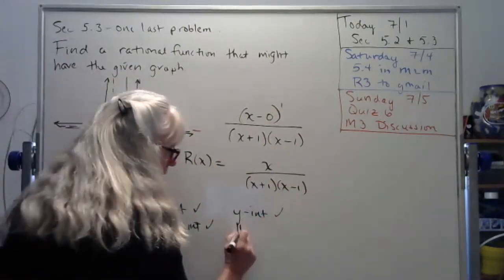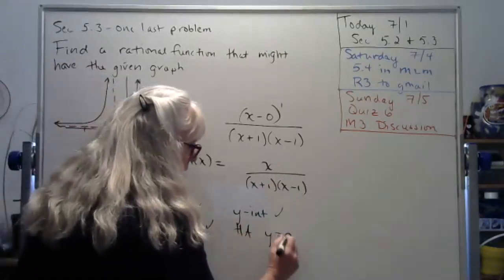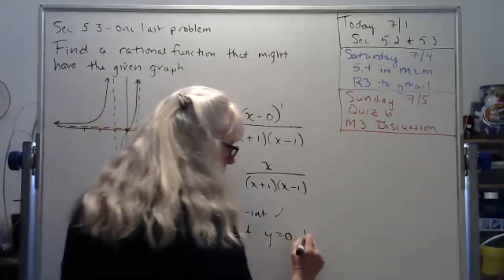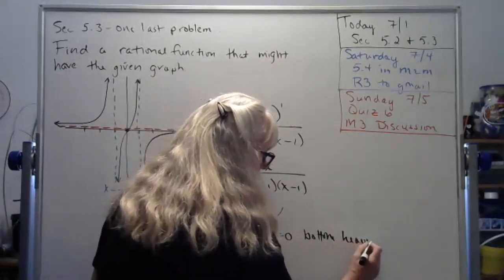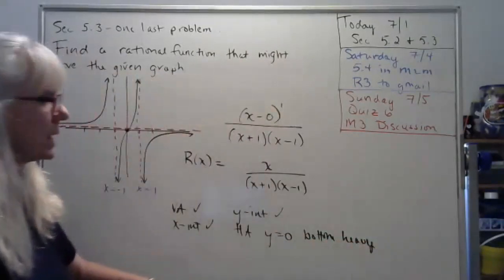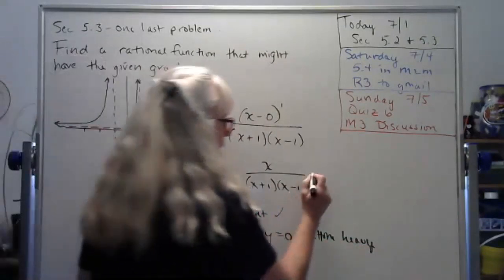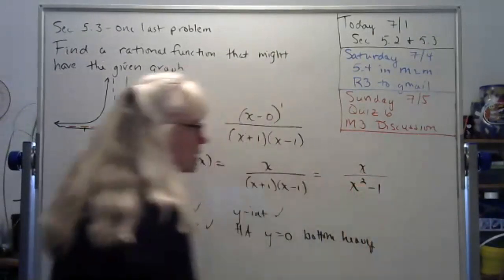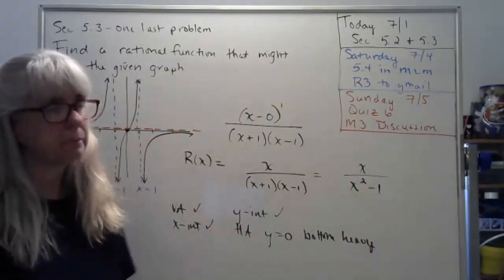What about the horizontal asymptote? Well, the horizontal asymptote for us is y equal to 0. So anytime it's the x-axis, I know that it has to be a bottom-heavy function. Again, that means the degree in the denominator is larger than the degree in the numerator. Well, if I FOIL this out, we can see we have x squared minus 1 in the denominator, so it's bottom-heavy. So far, everything checks beautifully.